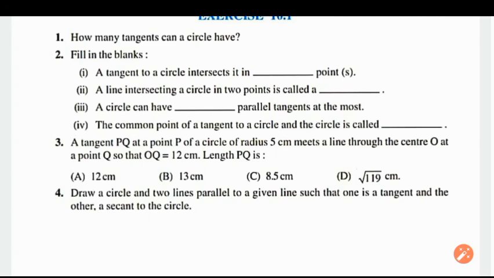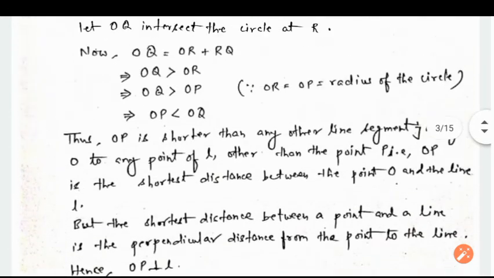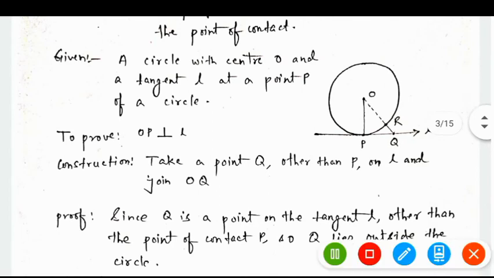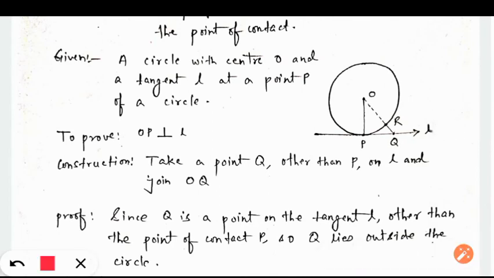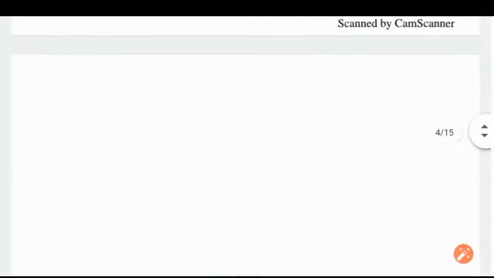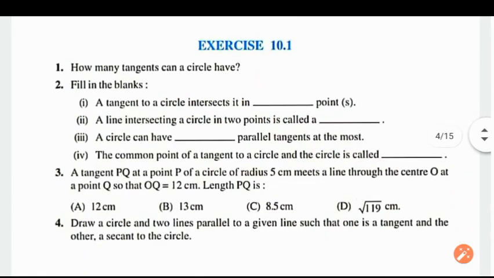And I have given you one theorem. Based on that theorem, you can solve question number 3. If you see this figure, you can see here we have a right angle triangle, because it is already proved that OP is perpendicular to L. So in this triangle, if we know PQ and OR, we can find OP. If any two are given, we can find the other one. So I think you have understood whatever I taught today.